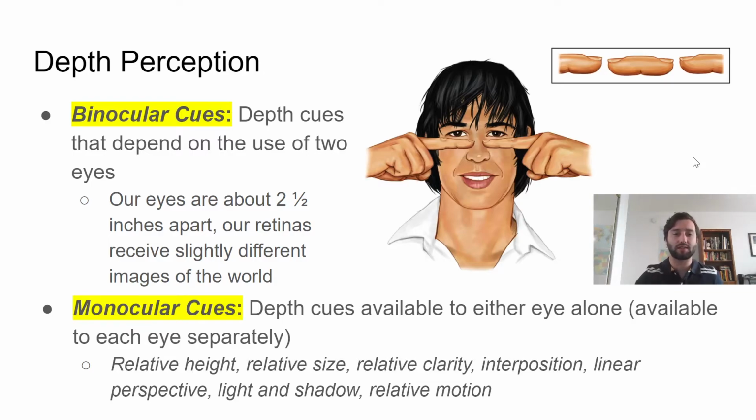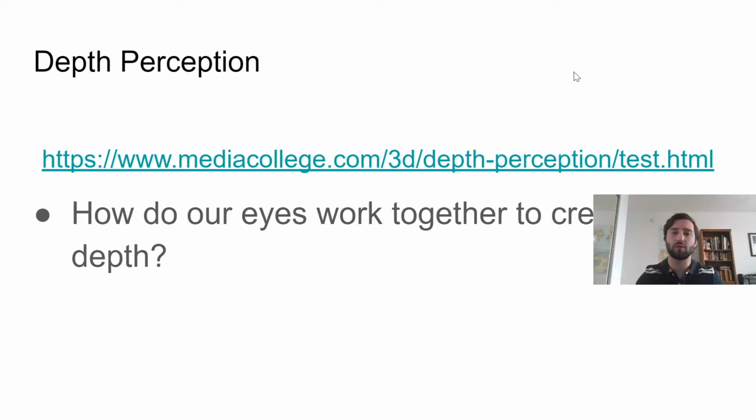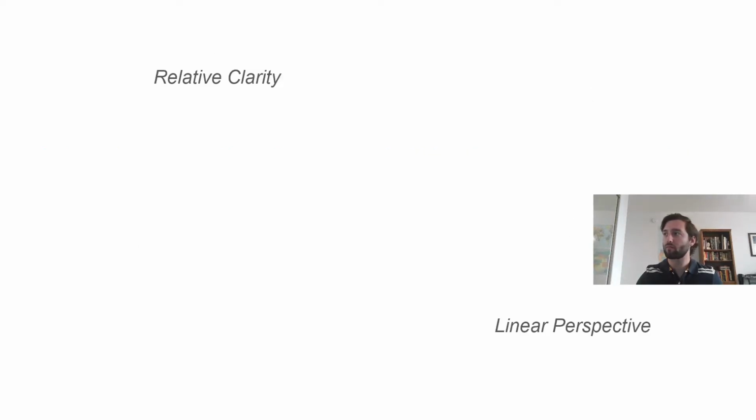Now there are 7 of them. Relative height, relative size, relative clarity, interposition, linear perspective, light and shadow, and relative motion. Now again, we're going to go over each of these specifically in just a moment, but those are our monocular cues. This is an example we're going to do in class, so I'm just going to skip it here.